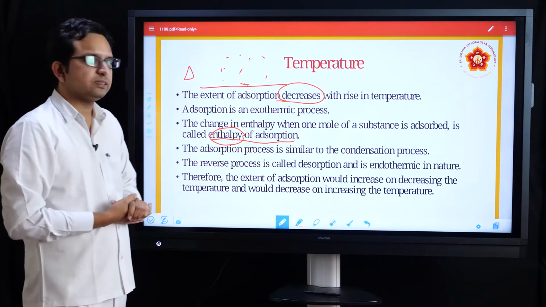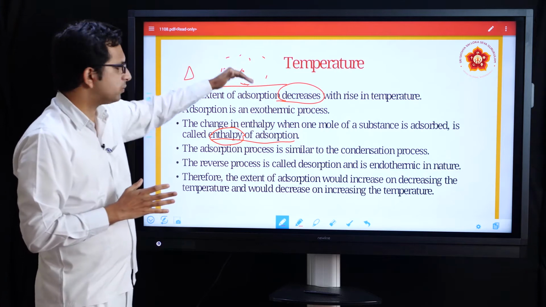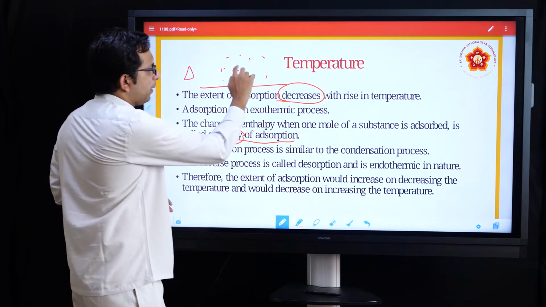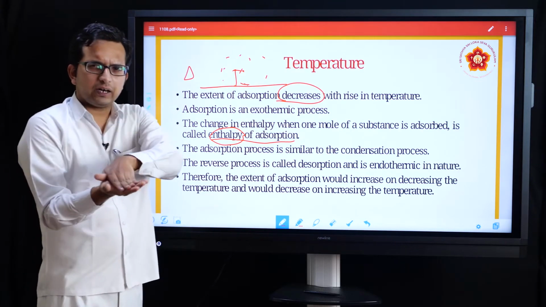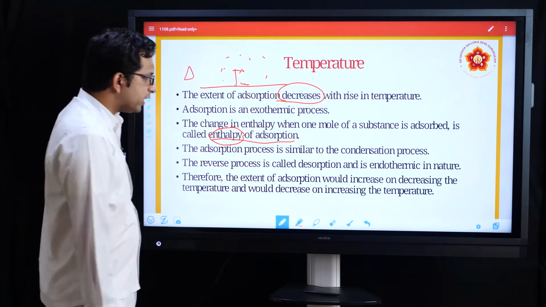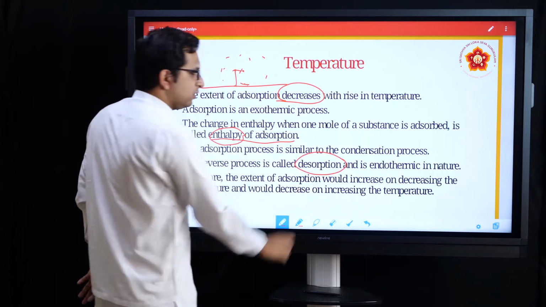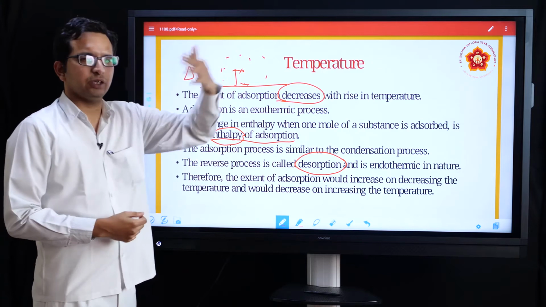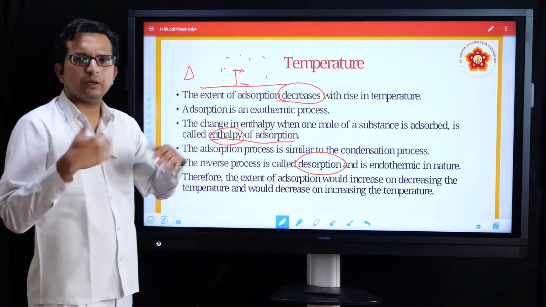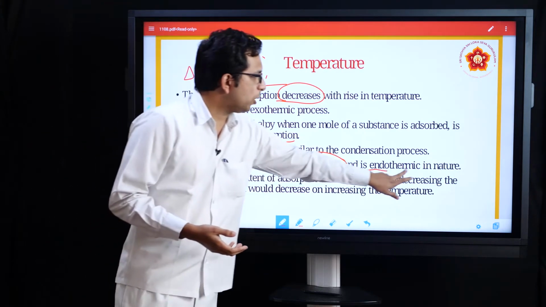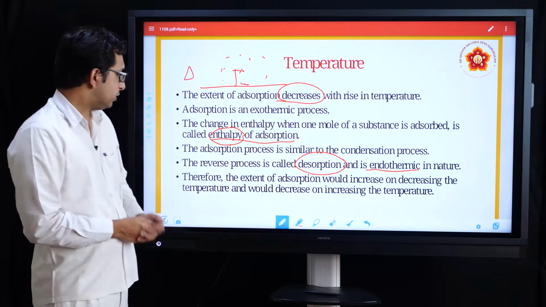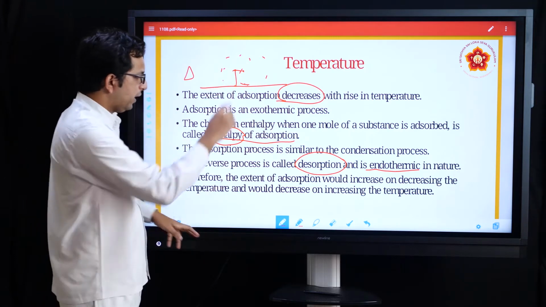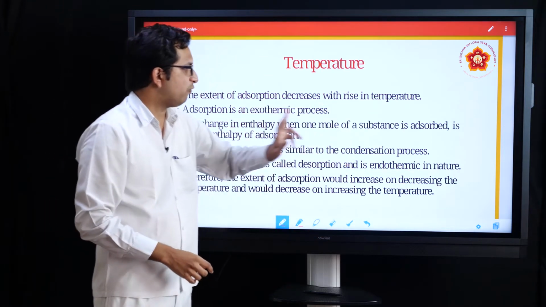So in these cases, adsorption will be an exothermic process, and in the same way, if the molecules have to go back, that is after they have been attracted, if they have to go back, that process we call desorption. D indicates removal, adsorption, desorption. Since adsorption is exothermic, this will be the opposite of that, that is endothermic in nature. So this is how the extent of adsorption will be dependent on the temperature factor.